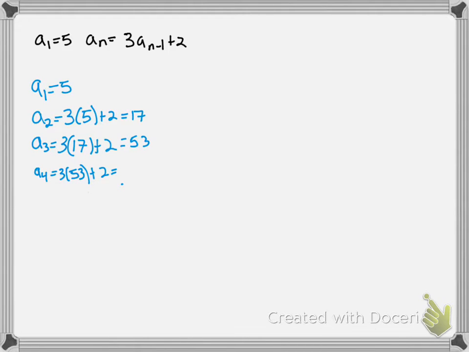I just want to double check my math real quick. Okay, 53 times 3 is 159 plus 2. Okay, 161. Okay, so here we have 5, 17, 53, and 161.